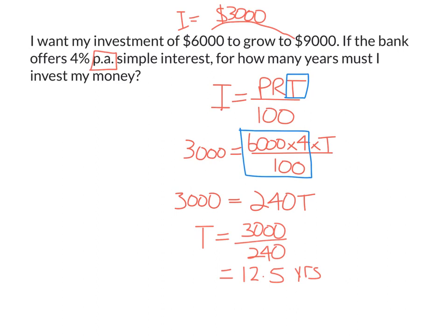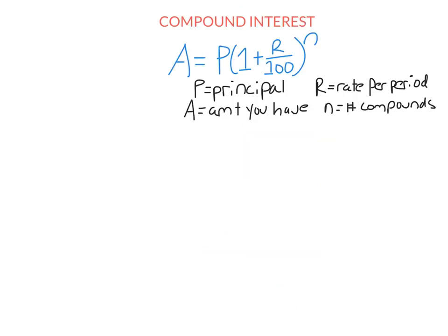All right, let's now look at compound interest. You can skip this if you're not in one of the advanced classes. So now we're going to look at calculating compound interest. And we have a totally different formula here. A equals P times (1 plus R over 100) to the power of N.